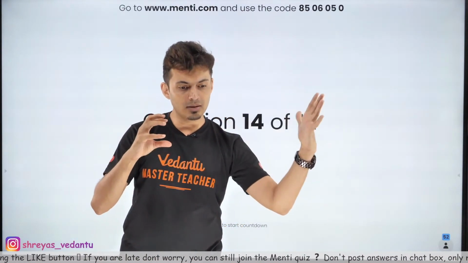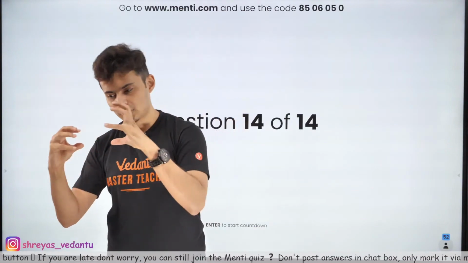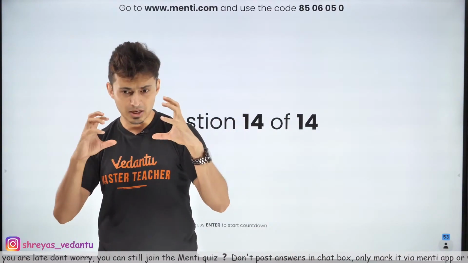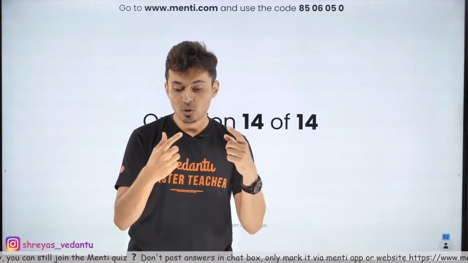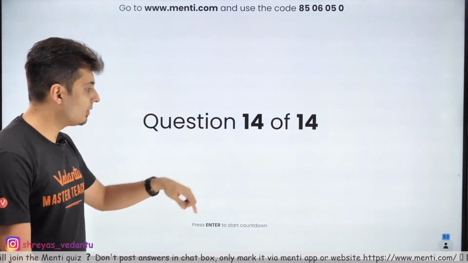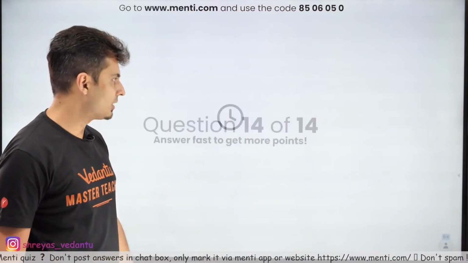So both the blocks are there. When you push it here, this block will push this block. When you push it from here, smaller block will push the bigger block. There will be some interaction force. Question is, what is the ratio of the forces? Last question up on your screen now.